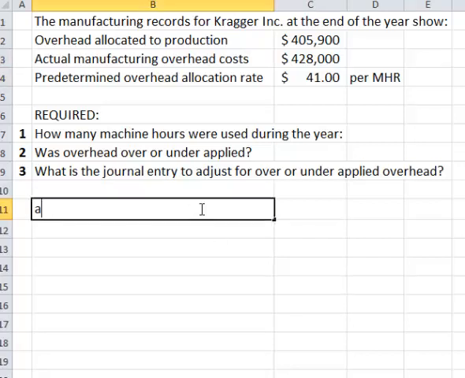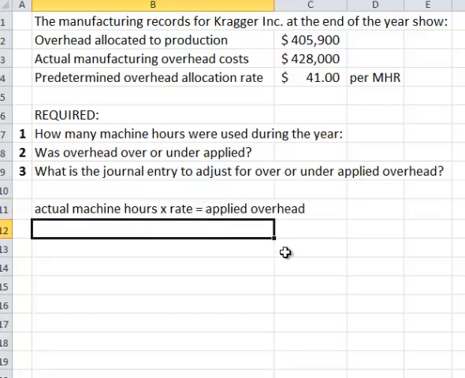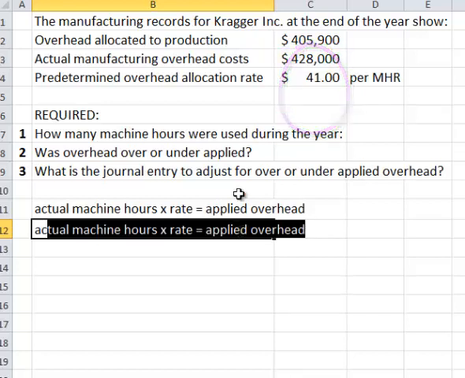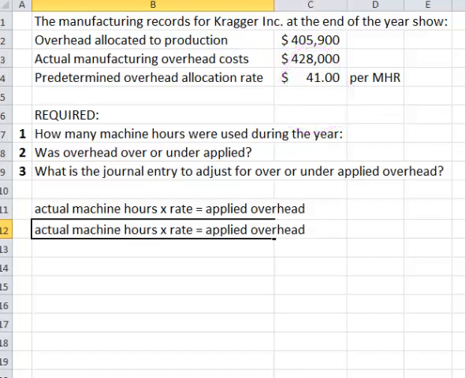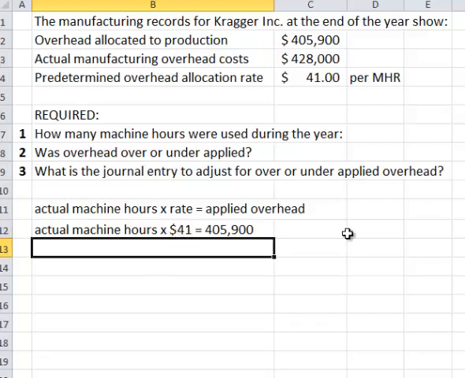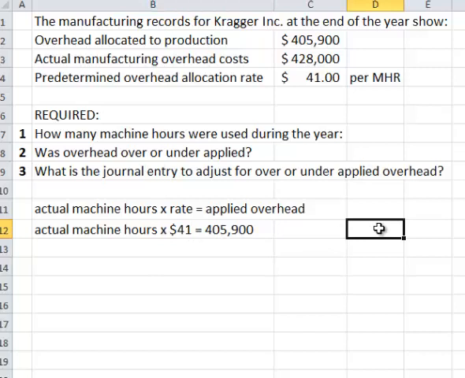So we know that actual machine hours times the rate is going to give us the applied overhead, right? And we have two of those three things. We have the applied overhead, the 405.90, and we have the rate, the 41. So we know that actual machine hours times the 41 gives you the 405,900. So then we can solve for actual machine hours. $9,900.